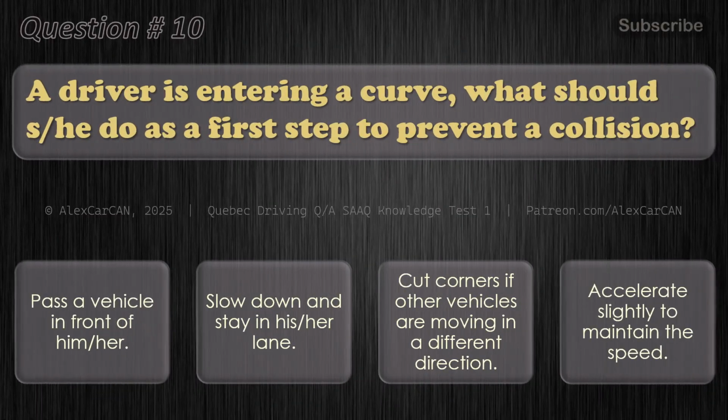Question number 10. A driver is entering a curve. What should he do as a first step to prevent a collision? Pass a vehicle in front of him. Slow down and stay in his lane. Cut corners if other vehicles are moving in a different direction. Accelerate slightly to maintain the speed. The correct answer is: slow down and stay in his lane.